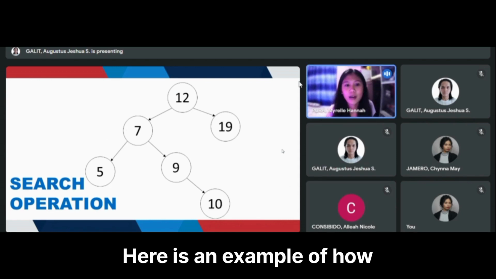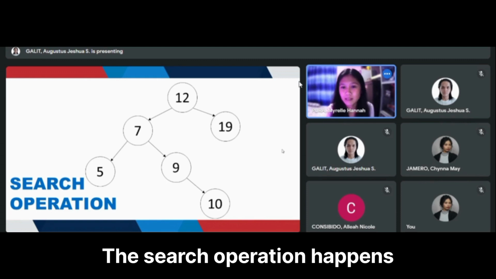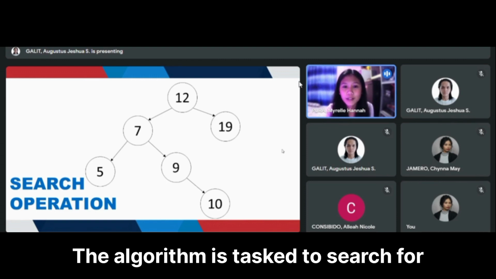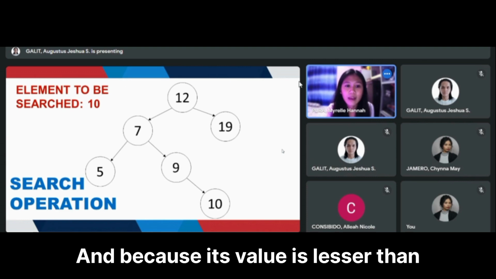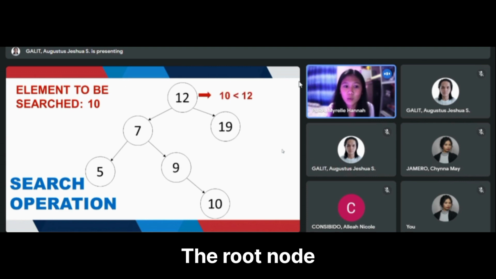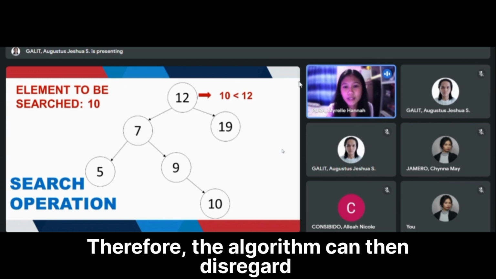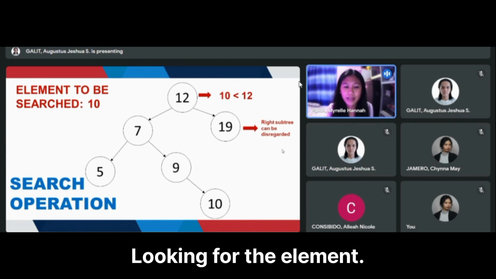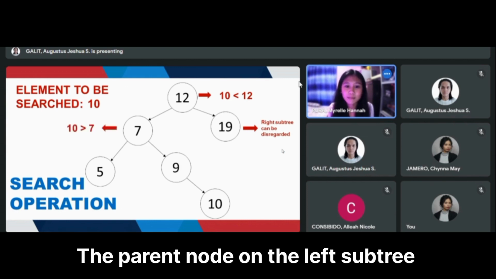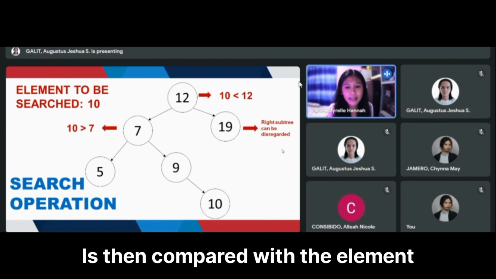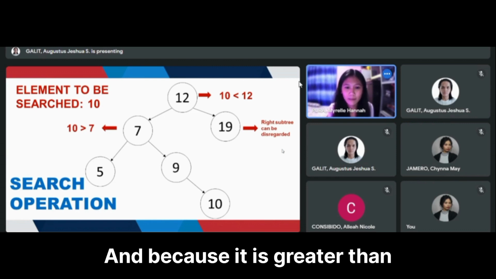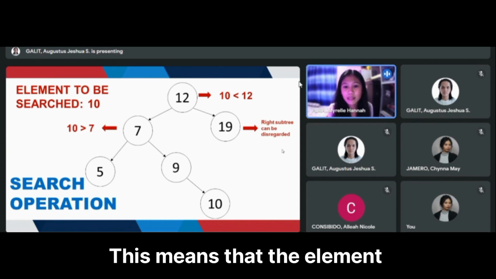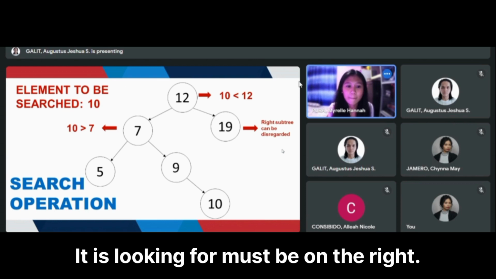Here is an example of how the search operation happens in a binary search tree. In this example, the algorithm is tasked to search for the number 10, and because its value is lesser than the root node, which is 12, the algorithm can then disregard the right subtree in order to save time locating the element. The parent node on the left subtree is then compared with the element the algorithm is seeking. And because it is greater than the parent node, which is 7, this means the element it is looking for must be on the right.